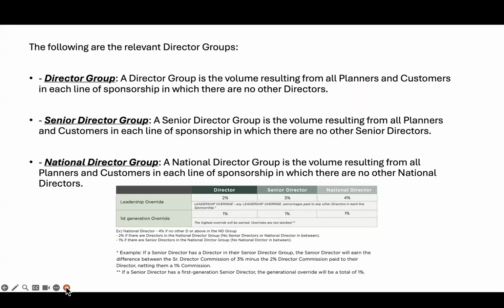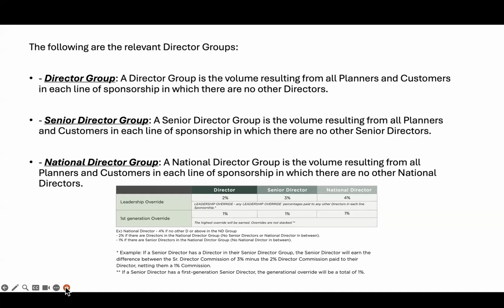Now, the following are the relevant director groups: director group, senior director group, national director group. This is pretty much like an open line, like I had said. A director group is a leg where there are no other directors. A senior director group is a leg where there's no equivalent senior director. National director group means you're the open line. There is no other national director in that leg but you. Okay, so these are the overrides.